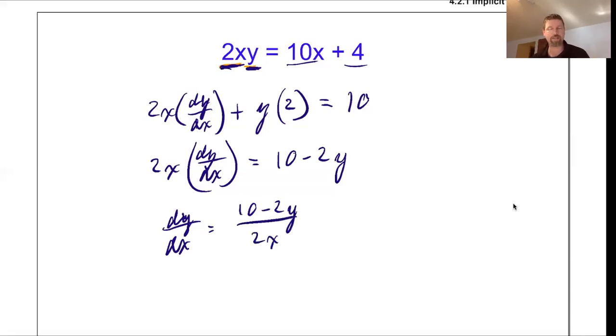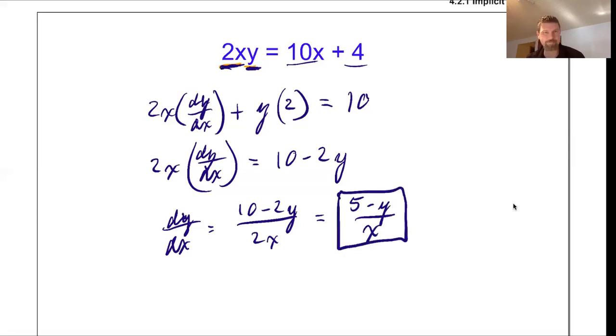That is technically correct. If this was a multiple choice question, they would probably simplify it. All those terms are divisible by 2. So if we divide everything by 2, we get 5 minus y all over x. There it is. All right, let's try a couple more.